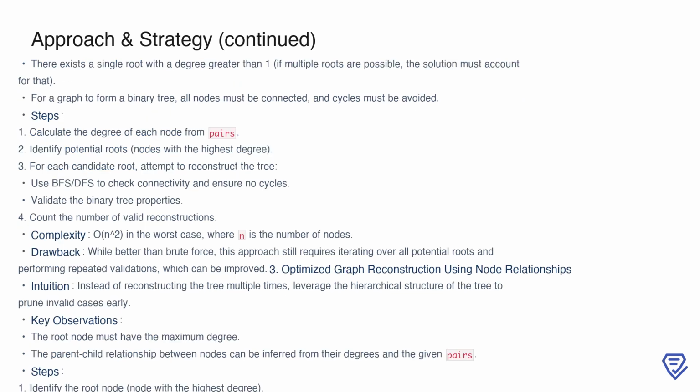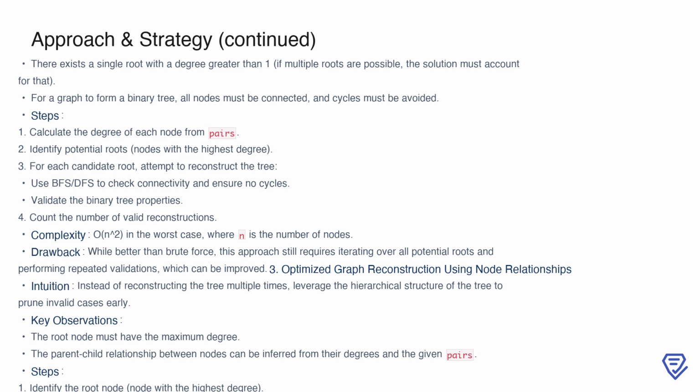Building on the graph-based reconstruction approach, we note that for the graph to form a valid binary tree, all nodes must be connected, and cycles must be avoided. To implement this, we can start by calculating the degree of each node based on the given pairs. Nodes with the highest degrees are potential candidates for the root. For each candidate root, we attempt to reconstruct the tree by performing a breadth-first search, BFS, or depth-first search, DFS, to check connectivity and ensure there are no cycles.